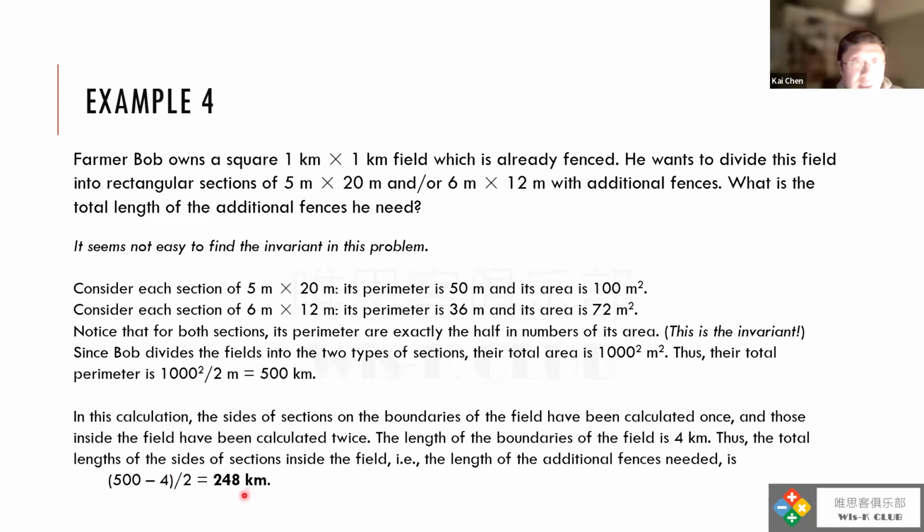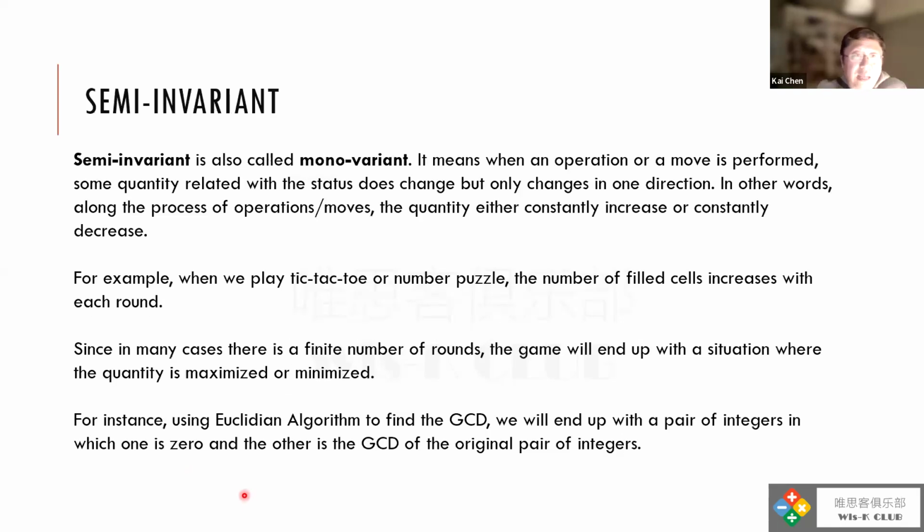Okay. Now we get to the semi-invariant. What is a semi-invariant? Sometimes we do not have an invariant, or we have an invariant, but we have another type of quantity which shows a trend of decreasing or increasing, a kind of monovariant. So it's always changing in one way. It's not zigzag, but always a decrease or an increase. We can also use these kinds of quantities.